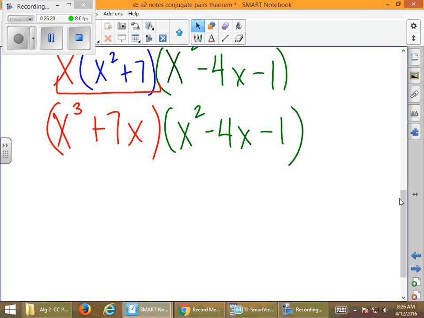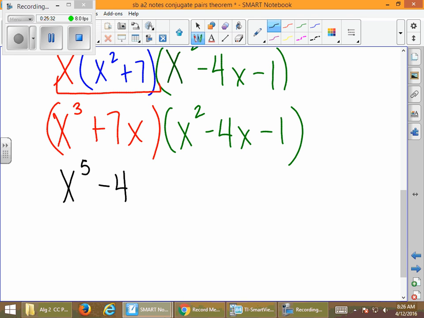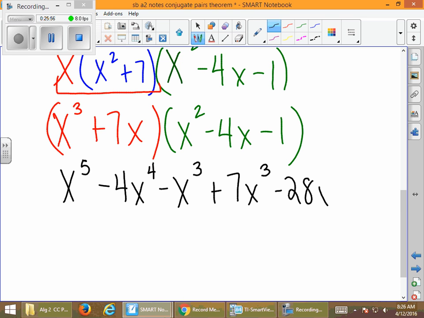We're going to multiply x cubed times x squared. x to the fifth. Remember, when we multiply, we add the exponents. x cubed times negative 4x is negative 4x to the fourth. x cubed times negative 1 is negative x cubed. Then we're going to take 7x. 7x times x squared is 7x cubed. 7x times negative 4x is negative 28x squared. And 7x times negative 1 is negative 7x.